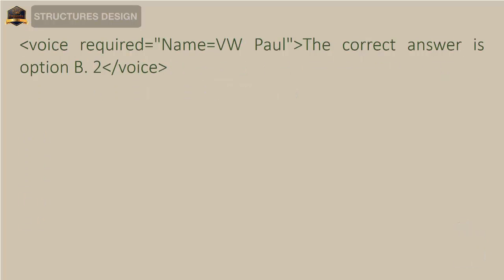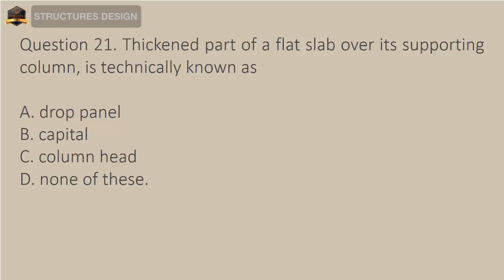Question 21. Thickened part of a flat slab over its supporting column is technically known as A, drop panel, B, capital, C, column head, D, none of these. The correct answer is option C, 4%.